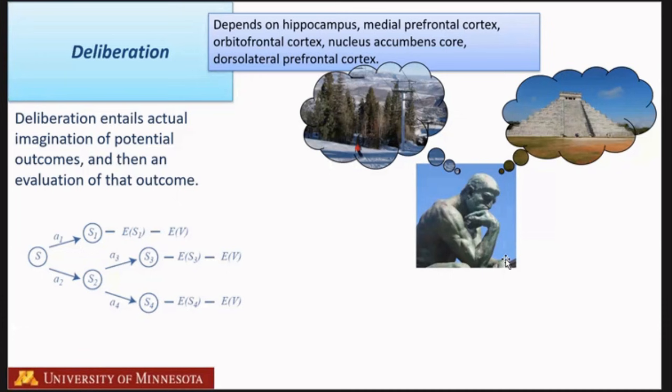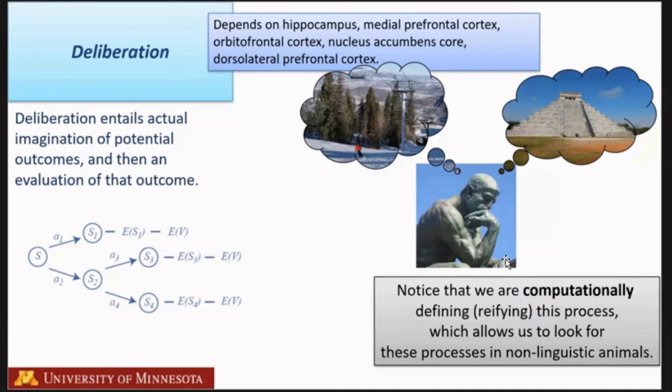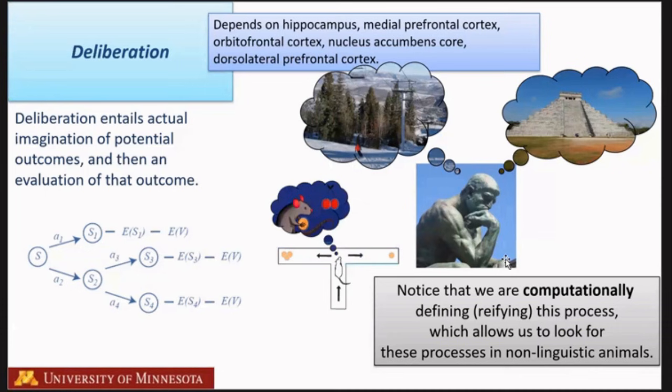Notice that I've defined this computationally. And that means that I've reified this process and I can look for it in a non-human animal. In fact, one of the things that made my lab its name in the early days was we discovered that rats really do deliberate over choices. They will occasionally come to a choice, stop, and imagine, what if I go left, what if I go right? If I go left, there's cherry flavored food pellets. If I go right, there's banana flavored food pellets. Do I want cherry? Do I want banana? What am I gonna do? And they really do imagine that outcome.